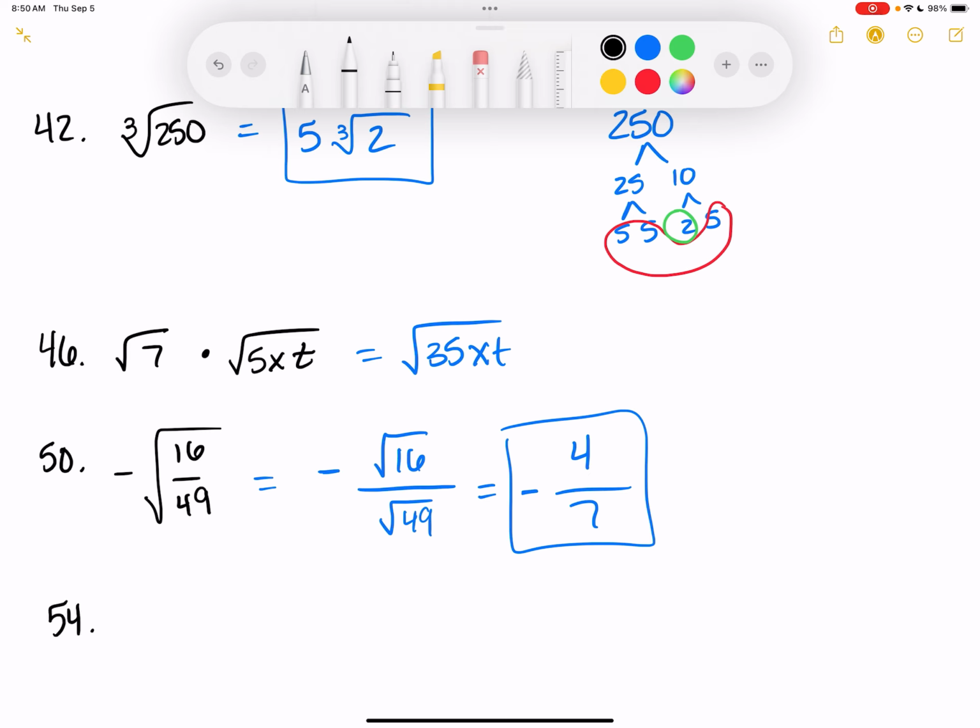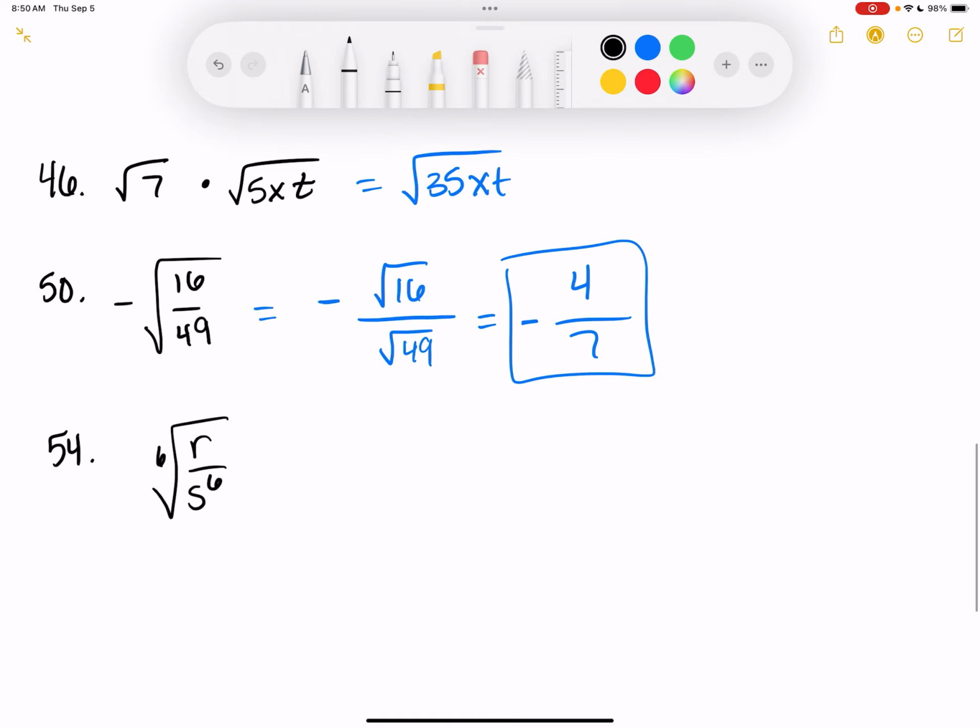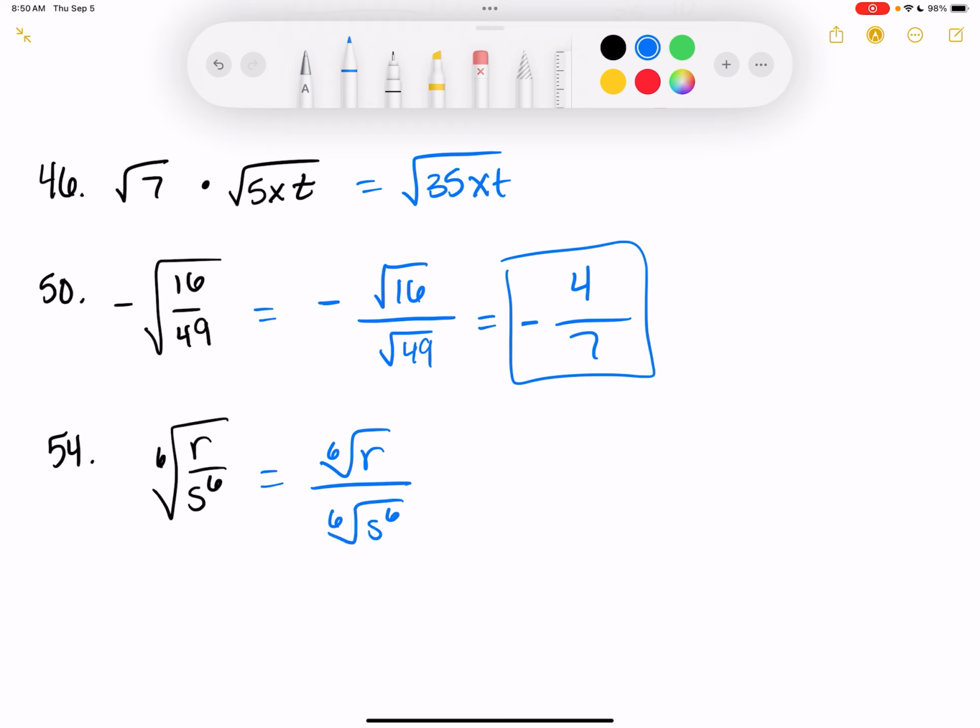54. The 6th root of r over s raised to the 6th power. So I'm going to split this one like I did on the last one, just for the visual of it. The 6th root of r over the 6th root of s to the 6th. Can I do anything with the 6th root of r? Good answer. I cannot. So the sixth root of r will stay.